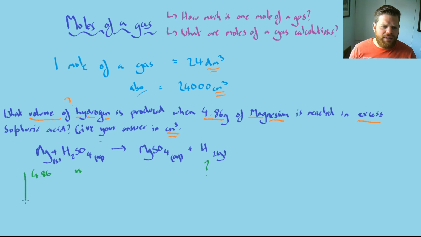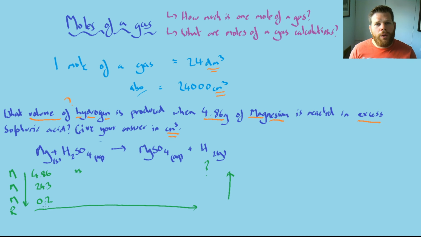So what I can then do is start to construct the scaffolding that we've done previously. Here we've got our mass, and then we have our RAM, and then we have our moles, and then we have our ratios. So here the relative atomic mass of magnesium is 24.3. So when I look at the number of moles, I've got 0.2. When I come to doing the ratios, I look at the big numbers in front of things. There's no number there, so they're both 1, which means it's a 1-to-1 ratio. Which means that over here, I've got 0.2 moles of hydrogen being produced.